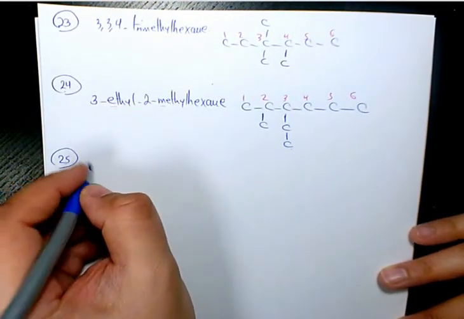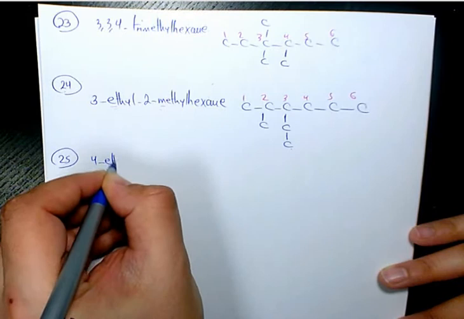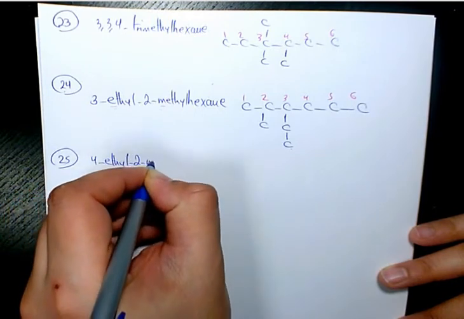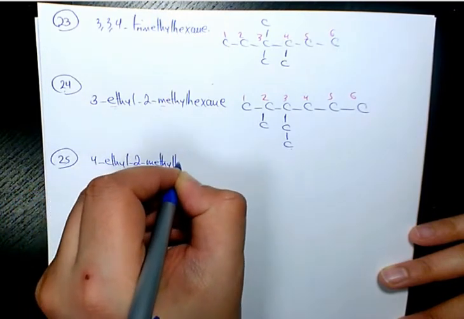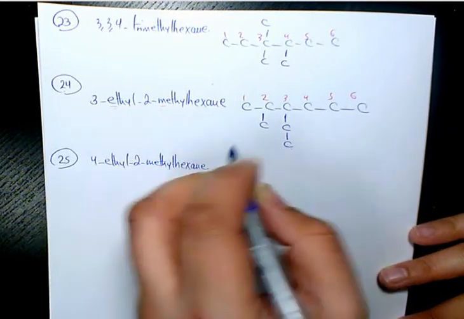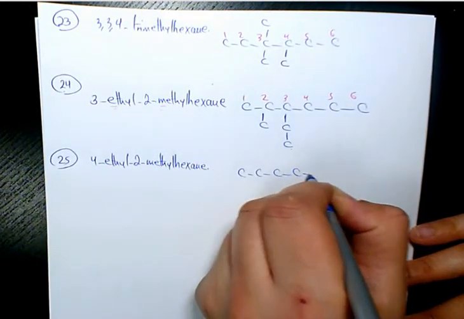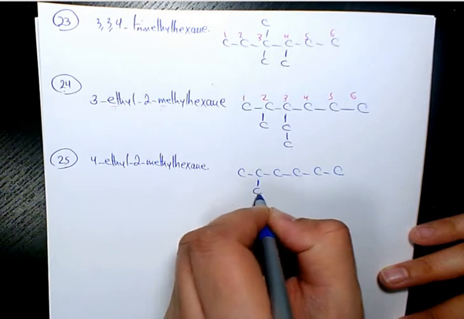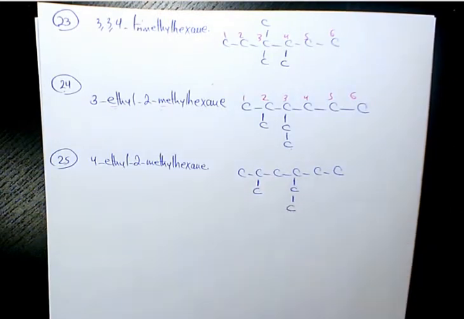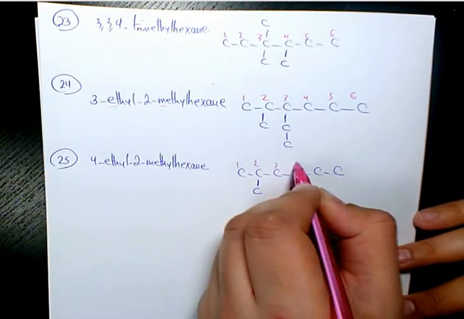25th is going to be 4 ethyl, 2 methyl hexane. 1, 2, 3, 4, 5, 6. 1 methyl and 4 ethyl. 1, 2, 3, 4, 5, 6.